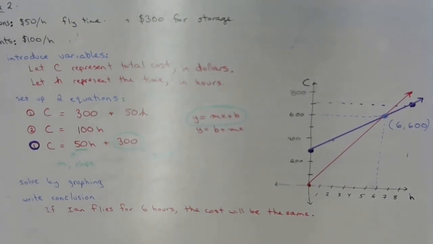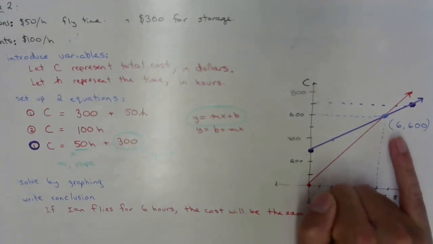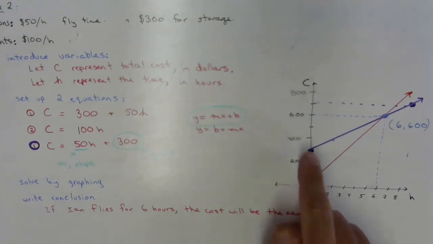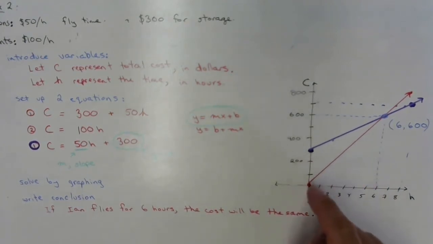Realistically, it's not that helpful to find out where the cost is the same. What would be more helpful? What the cost is. Maybe what the cost is, $600 if he flies 6 hours. That's not really what he's trying to find out either. He's trying to get the cheapest deal he can, right? So it's more effective to say, if Ian flies less than 6 hours, which one will cost less? Red or purple?